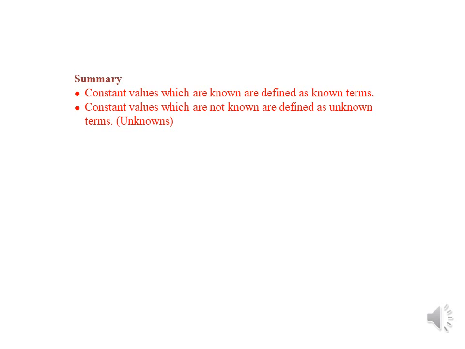This is the summary of our topic, algebraic symbols. Constant values which are known are defined as known terms. Constant values which are not known are defined as unknown terms.